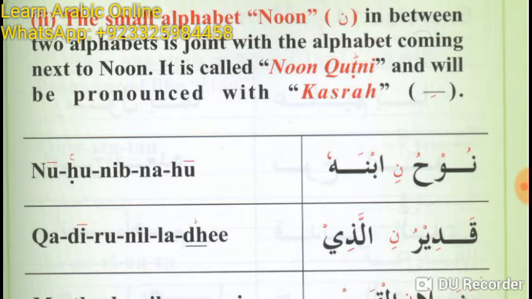Okay, let me see. The small alphabet noon in between two alphabets is joined with the alphabet coming next to the noon. It is called noon kutni, and will be pronounced with kasra. So whenever you see this noon, join it with the next word, and it will always be pronounced with kasra.